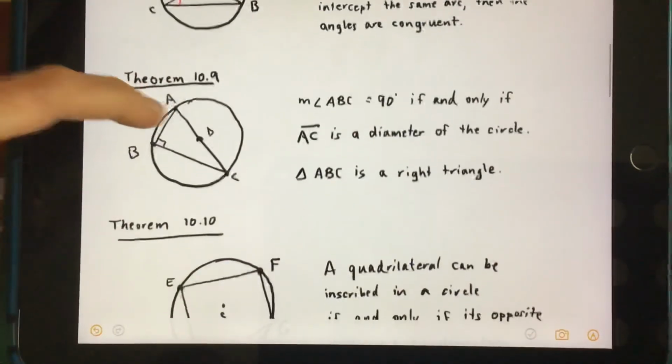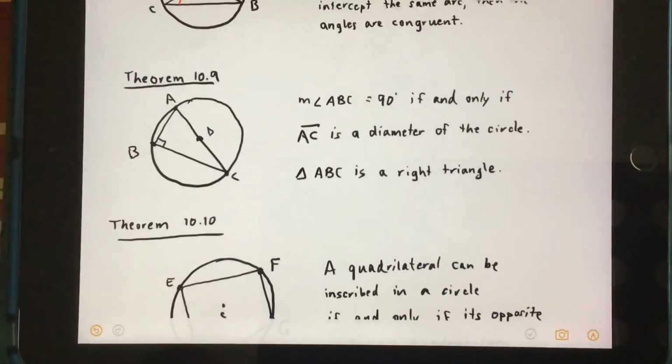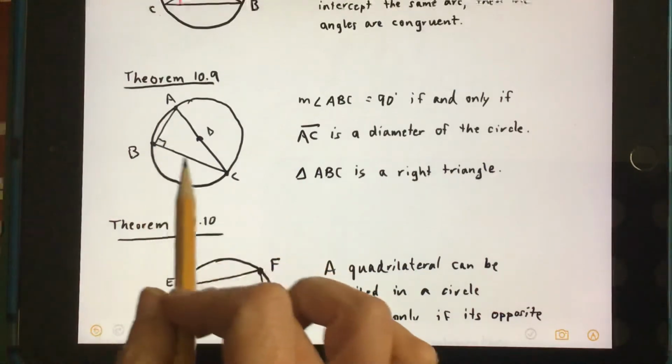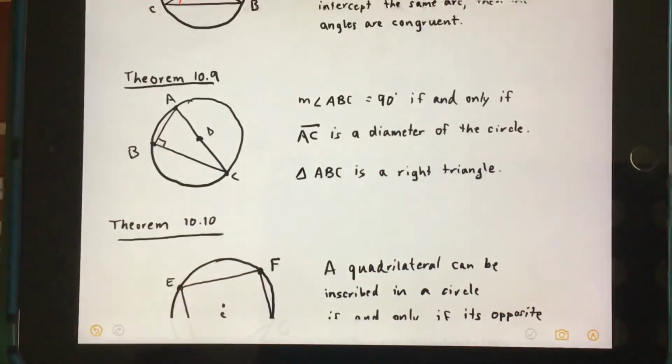Theorem 10.9. Theorem 10.9 talks about what happens when we have an angle that is 90 degrees inside of our circle. So the measurement of angle ABC will only be 90 degrees if AC is a diameter of the circle. That will make triangle ABC a right triangle.